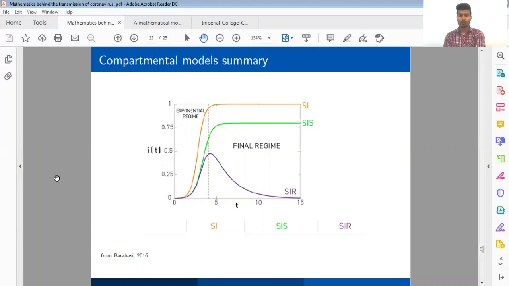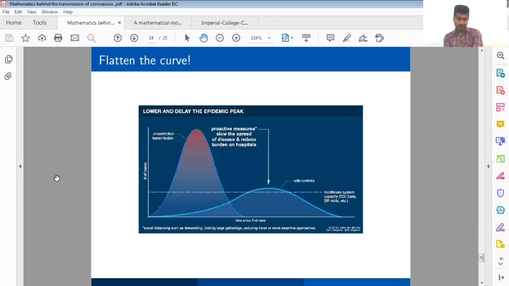Now, flatten the curve. On social media, probably you are seeing this kind of curve. People are putting it on their timeline cover photo or something. So what that graph means is important to understand. So this is the exponential curve we have seen. It grows up and then it sort of slows down.